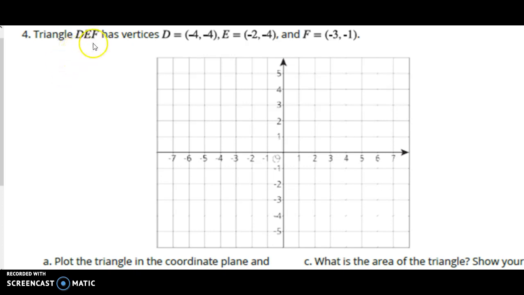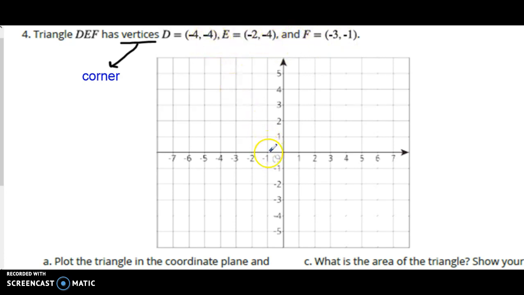So it says triangle DEF has vertices. I remember from geometry that a vertice basically means a corner. So it has vertices, or 3 corners, that are at -4, -4, -2, -4, and -3, -1. Okay, I'm going to plot these first 2 points. You're going to plot F.